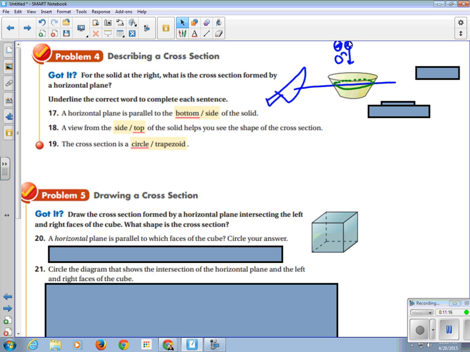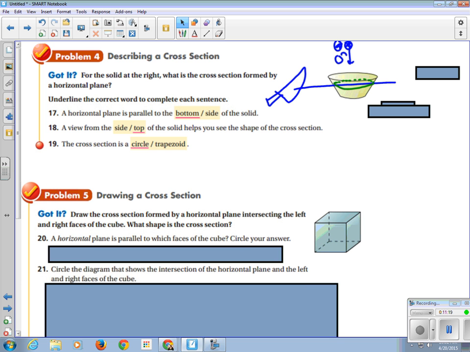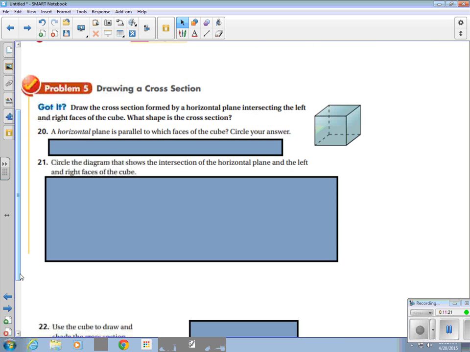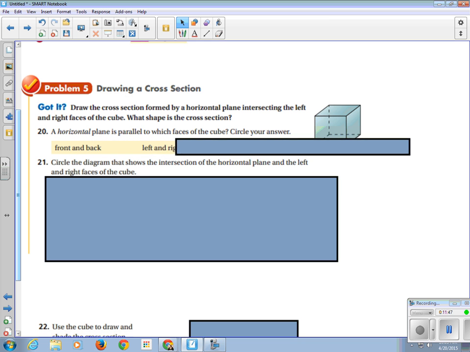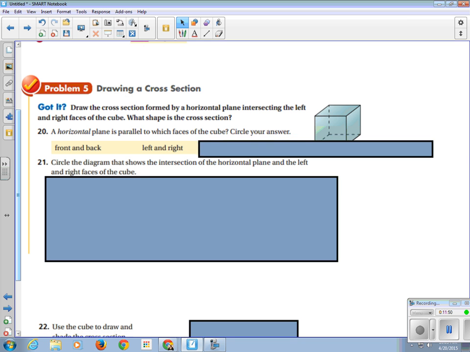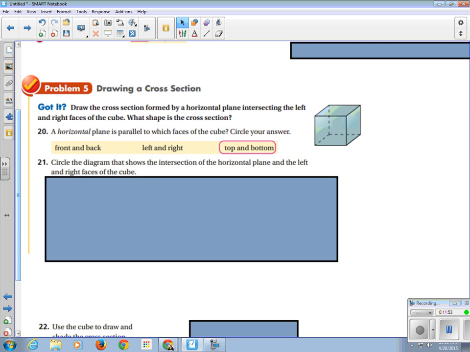So now we get to draw a cross section on this nice little rectangular prism here. We're going to draw a cross section formed by the horizontal plane. So we're going to take our knife and cut it horizontally, and then tell what shape the cross section is. A horizontal plane is parallel to which faces of the cube? Not the front and back. Not the left and right. But the top and bottom. It is parallel to the top and bottom.